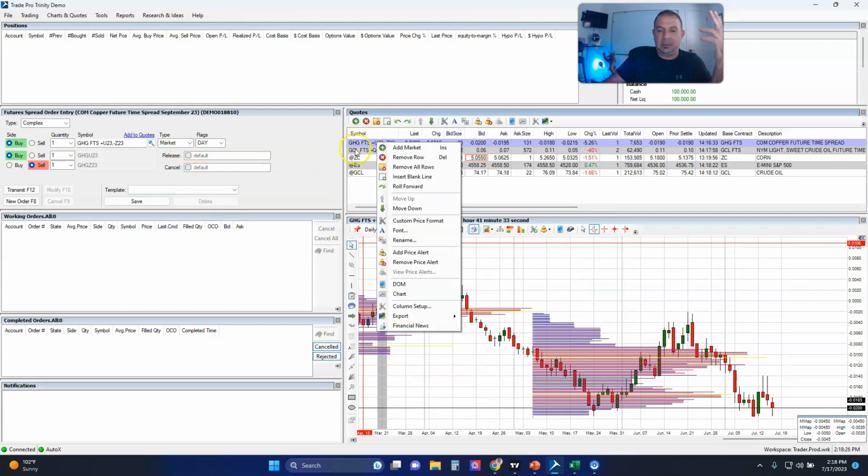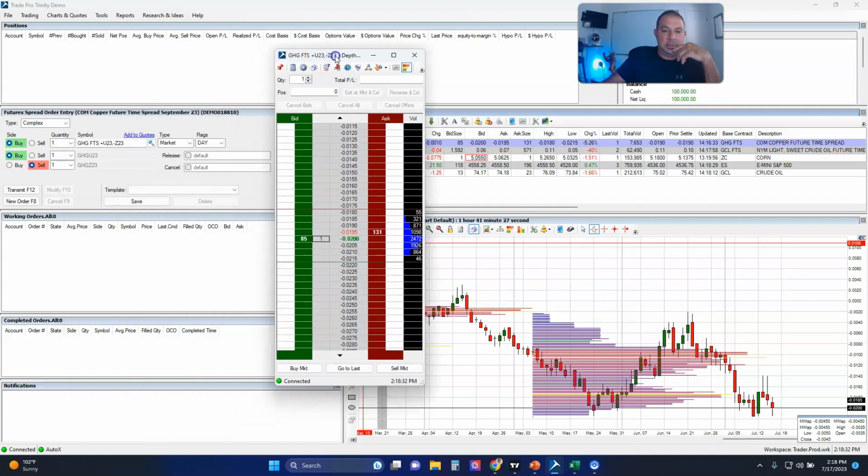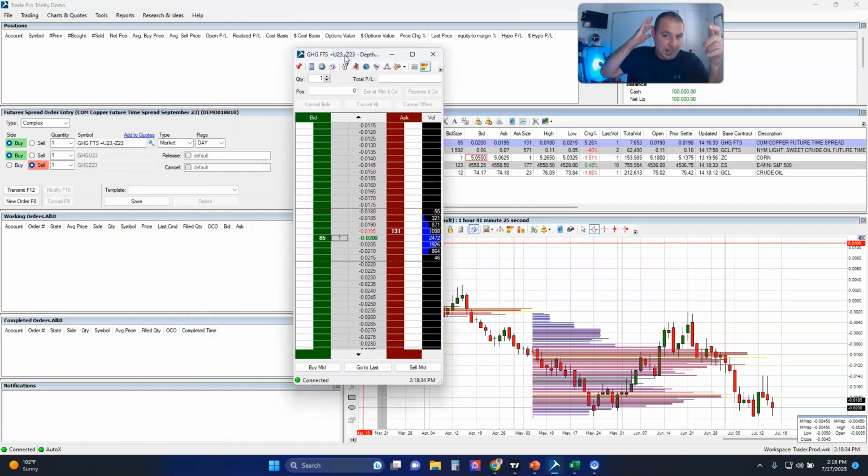And I think I can now right click here where the quotes are, and I can bring up a dome, and now you guys can see it. Now I only have top of book on this platform, and I'll tell you why. I don't need to look at the market depth to trade. This stuff I've already analyzed using software and other outside third-party tools.